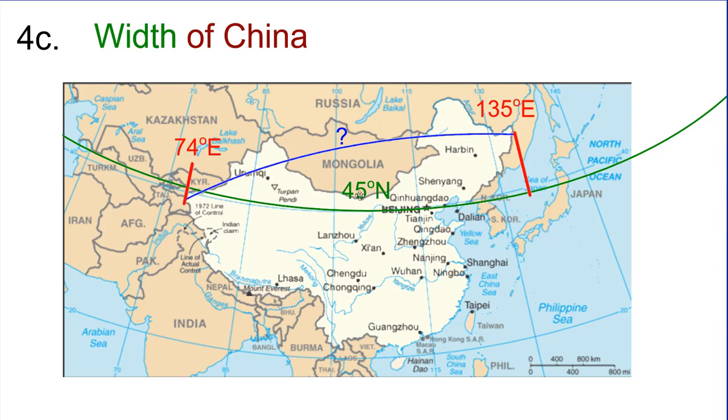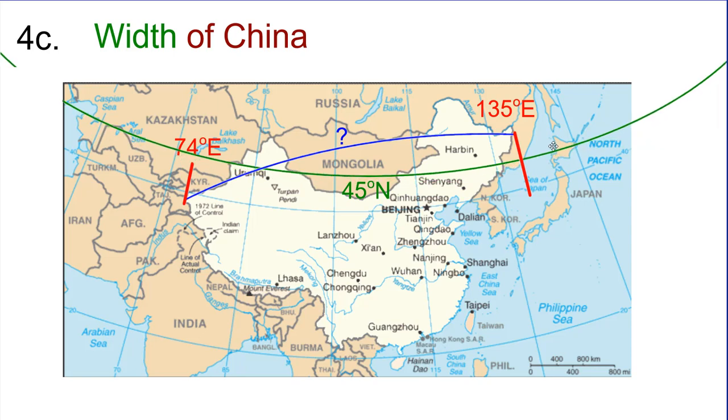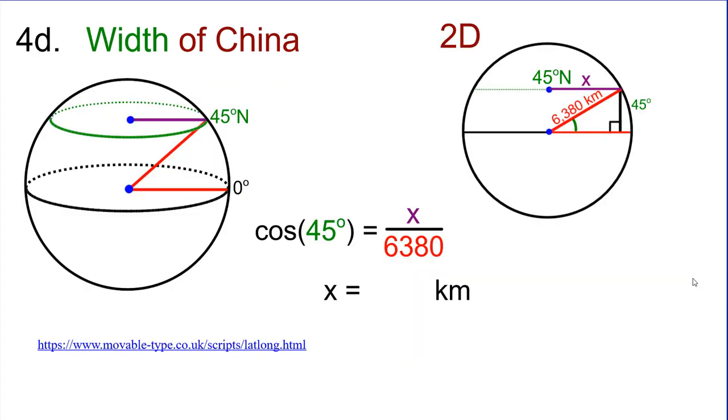So we're going to go along the 45th parallel to estimate what we think that distance is. If we did it along the 40th, it would be too long of an estimate. So we're going to go up to the 45th parallel, which is about right here, and we're going to find out how wide it is from 74 east all the way to 135 if we traveled along the 45th parallel. So we're kind of splitting the difference between those two.